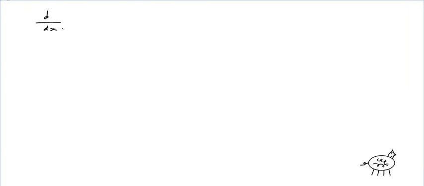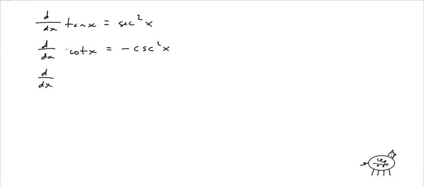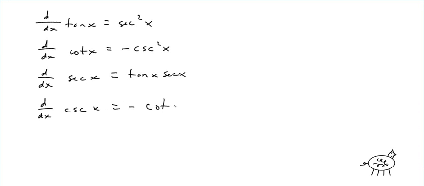d/dx of tangent of x is equal to secant squared of x. d/dx of cotangent of x equals negative cosecant squared of x. d/dx of secant of x is equal to tangent of x secant of x. And d/dx of cosecant of x equals negative cotangent of x cosecant of x.